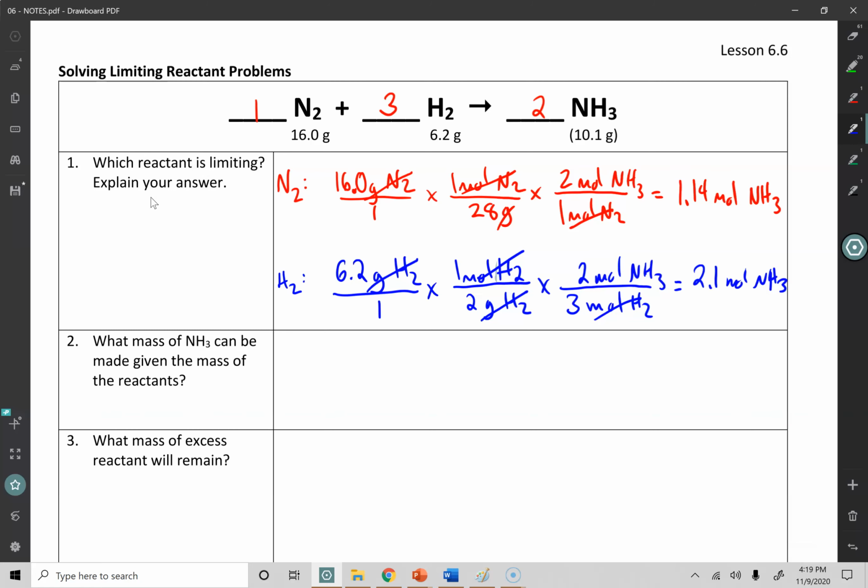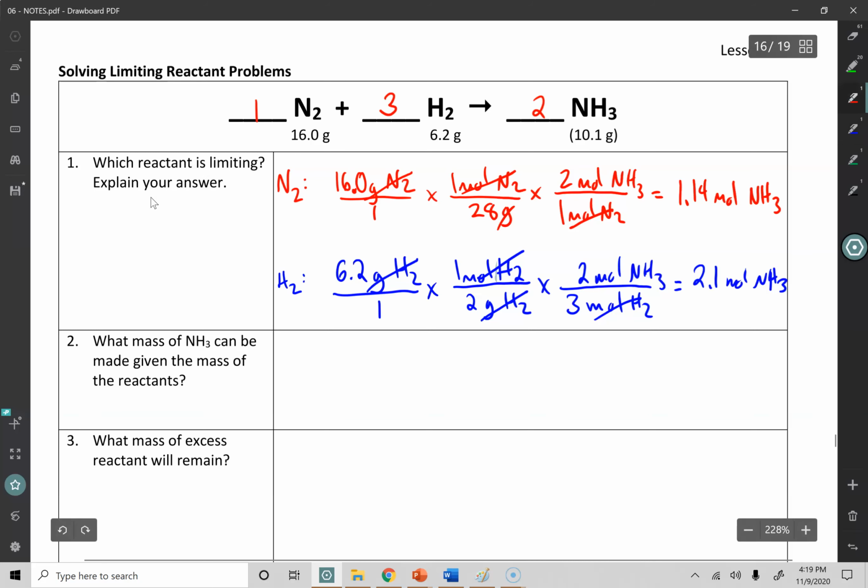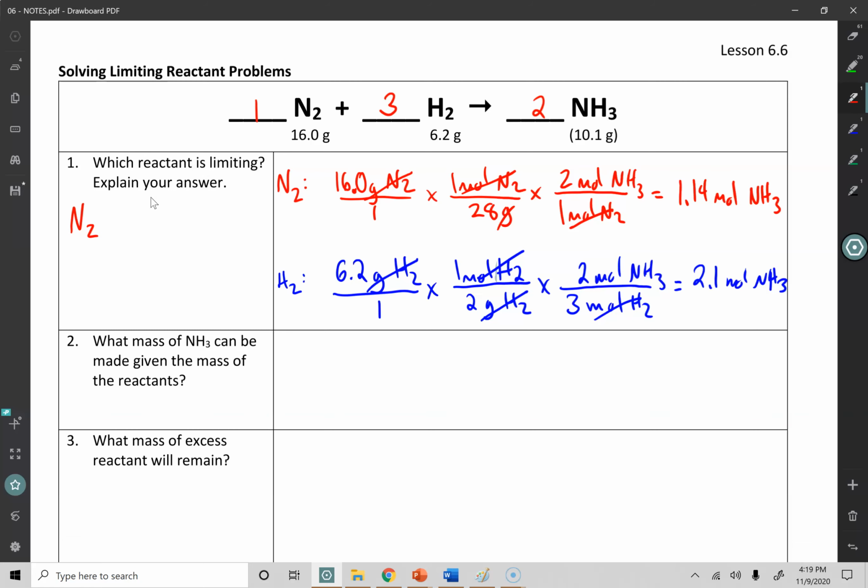Okay, so which one of my 2 reactants, nitrogen or hydrogen, is limiting? Hopefully you're thinking N2. Why? Well, if you look at the amount of product that can be produced, nitrogen only produces 1.14 moles of ammonia. My starting mass of hydrogen would produce 2.1 moles of ammonia. 1.14 is obviously less than 2.1, so that means nitrogen is going to run out first. You can say nitrogen produces fewer moles of NH3.